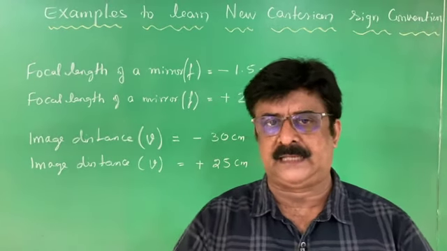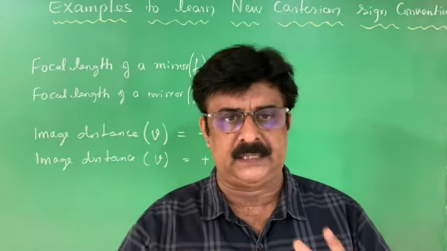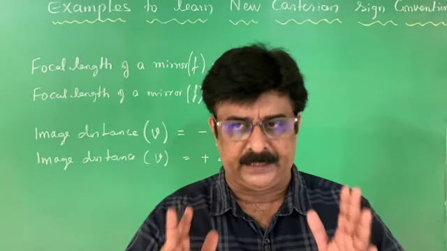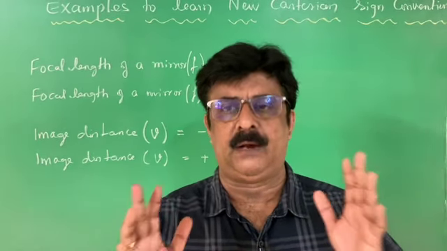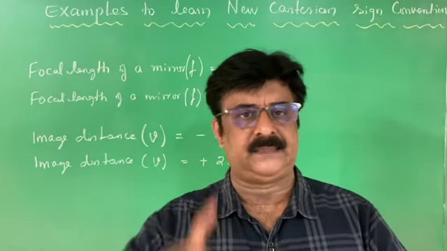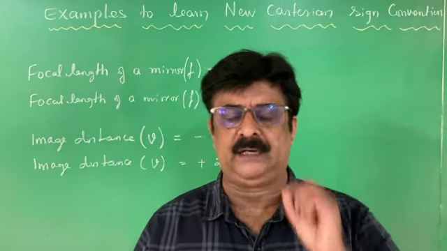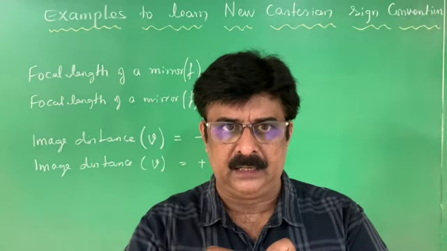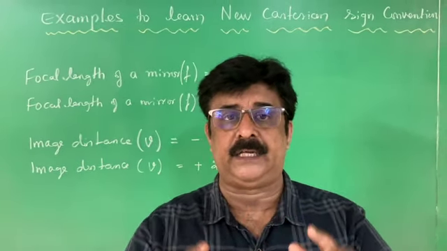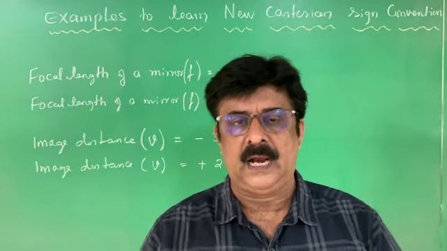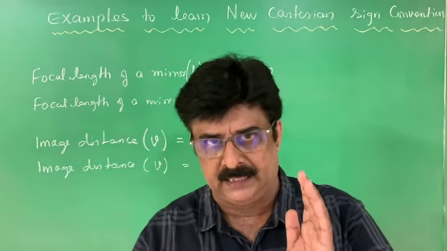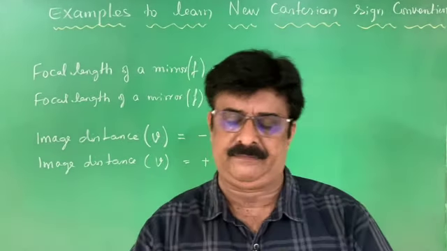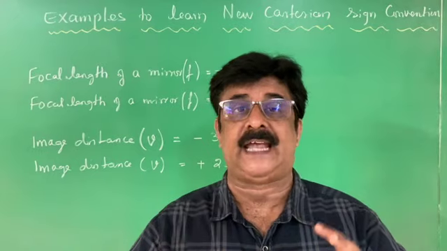In the previous class I told you about the new Cartesian sign convention. What does it tell? Very simple. Whenever you think about a mirror, the mirror is having an aperture. Midpoint of the mirror is called the pole of the mirror. You have to keep the pole of the mirror coinciding with the origin of the coordinate system and place the mirror in such a manner that the reflecting surface of the mirror should be facing left side of the graph. By that, we can have a sign convention.